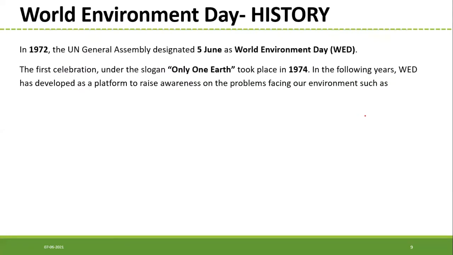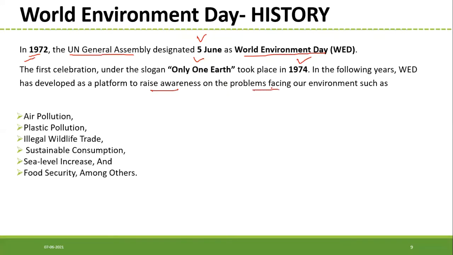Just 2 days back, it was World Environment Day, the 5th of June. So let us see some details about it and the importance of this World Environment Day. Let's see the history first so that we will be able to correlate it in a better way. In 1972, the United Nations General Assembly, UNGA, designated the 5th of June as World Environment Day. And the first celebration was done in 1974 with the slogan of Only One Earth. And in the following decades, we have celebrated this 5th June as World Environment Day to raise awareness of the problems facing our environment.